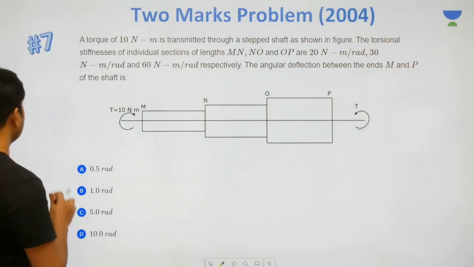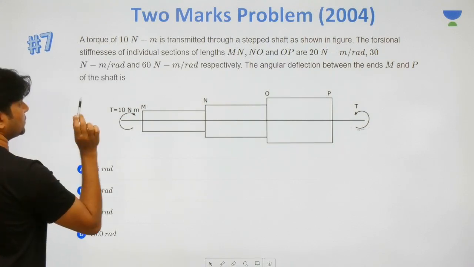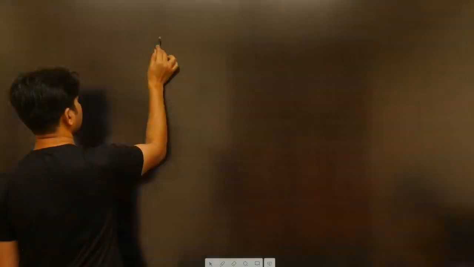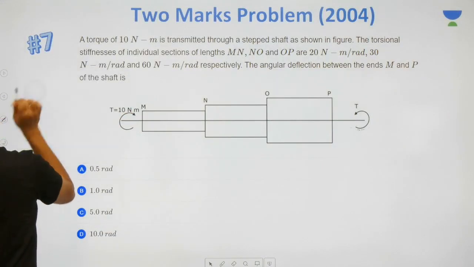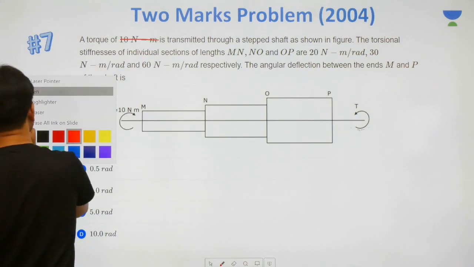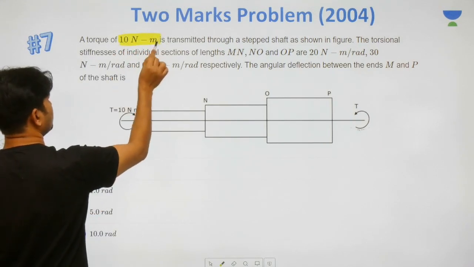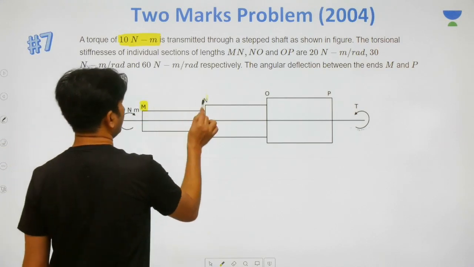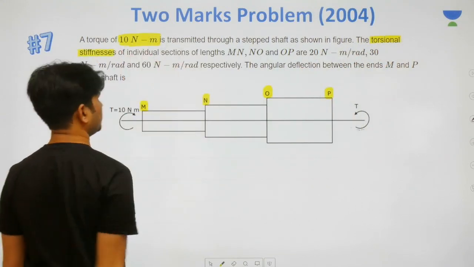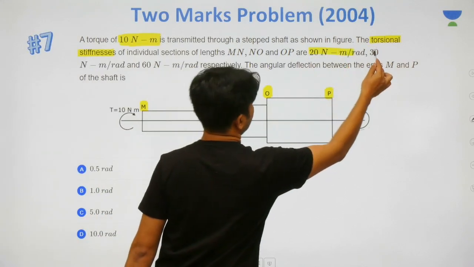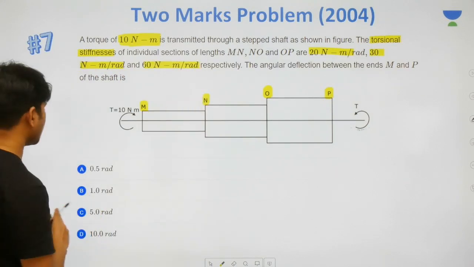Let us start with this one that they asked in 2004. We have a stepped shaft that is subjected to 10 Newton meter of twisting moment. And for M to N, then N to O and O to P, some torsional stiffness is given, and that is given as 20 Newton meter per radian, 30 Newton meter per radian and 60 Newton meter per radian. Now, what is this torsional stiffness?